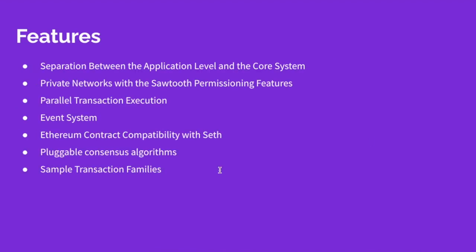The main features it offers: it separates the application layer and the core system. We will also look at that in future slides, where we will look at the architecture, which will be more explanatory at that moment. So it makes it easy to deploy and develop your application by providing a clean separation between the application and the core system. And also the private network with the Sawtooth permissioning features.